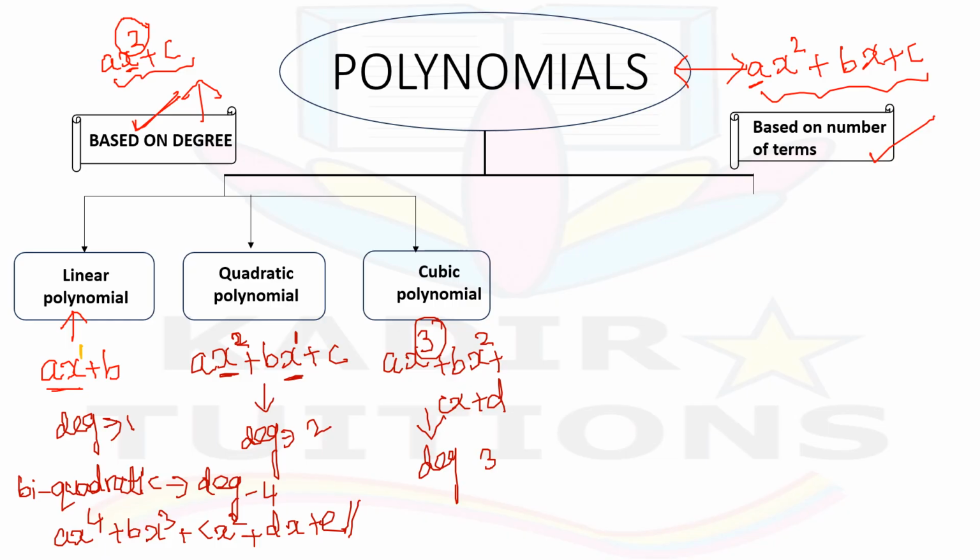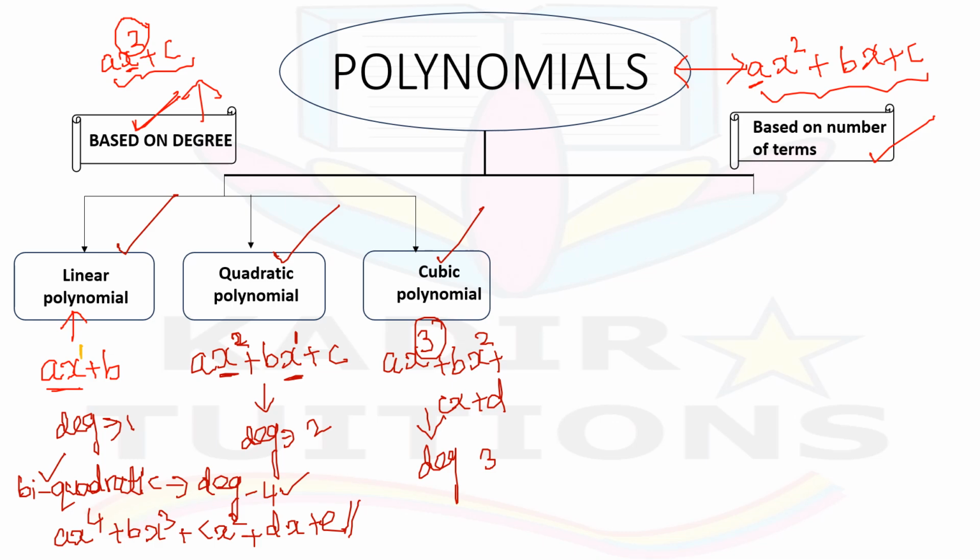This is the general form of the biquadratic polynomial. After this, whatever comes, we'll just say it's a polynomial. So based on degree, polynomials have been classified into the linear polynomial whose degree is 1, the quadratic polynomial whose degree is 2, the cubic polynomial whose degree is 3, and also the biquadratic polynomial whose degree is 4. This is the classification based on degree.